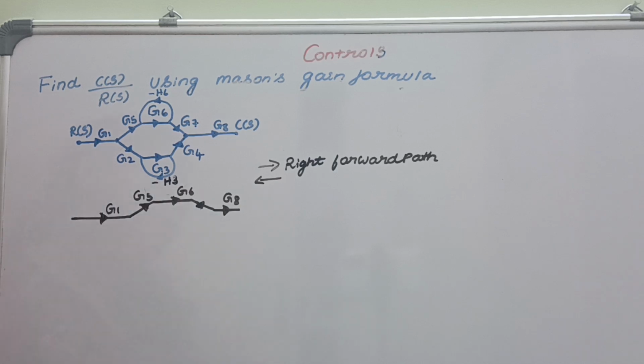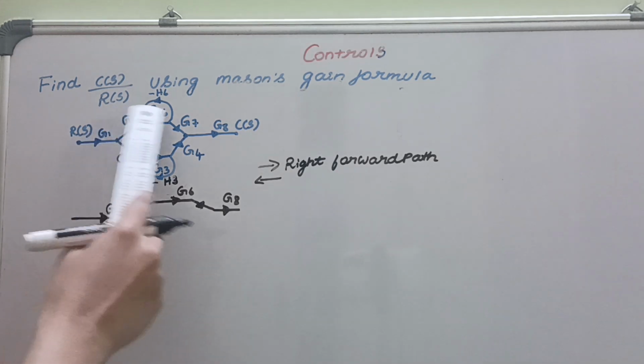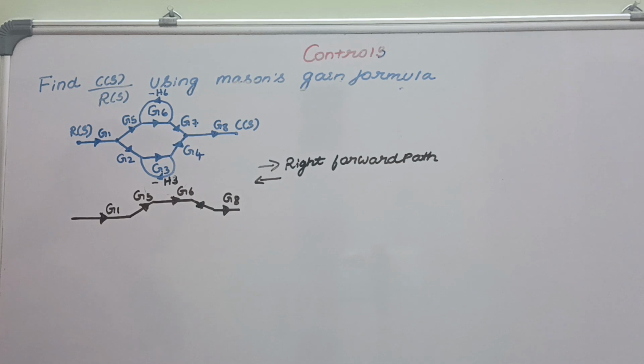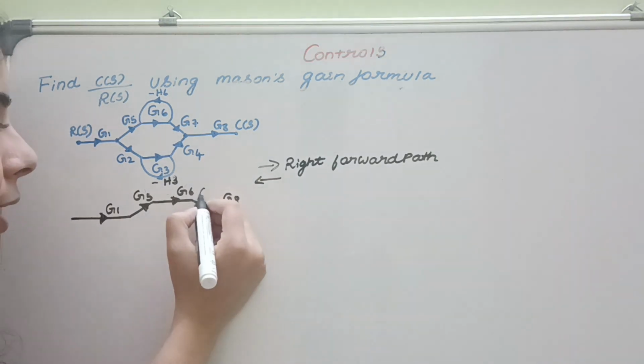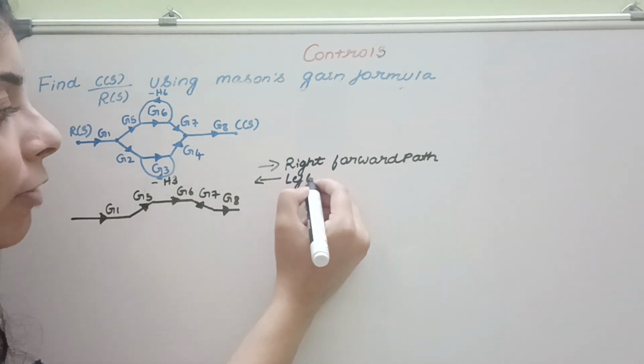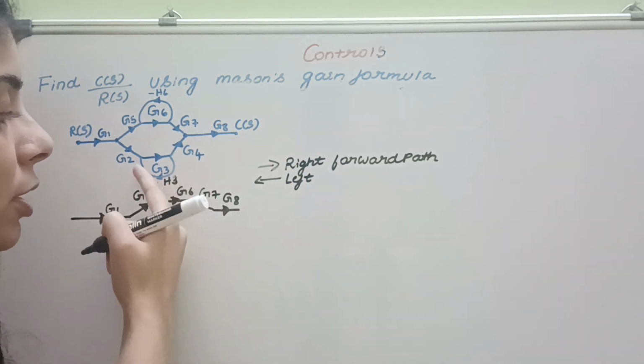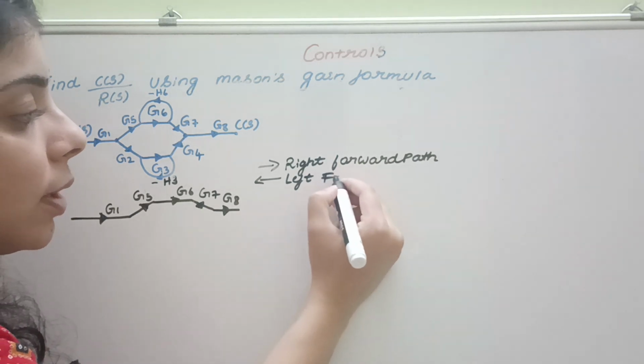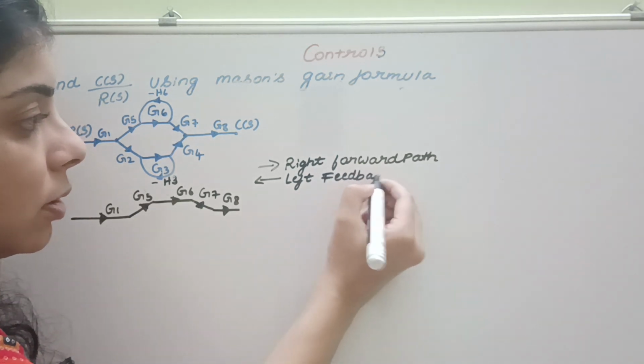But curve. So what was this shape? My hexagon shape, right? For the hexagon, I have just given two straight lines at this point, nothing else. So this is my hexagon, complete hexagon, and I have given two straight lines, nothing else, right? And this is my G1, G5, G6, G7 and G8. They are all my forward paths because they are moving in the right direction. And if it is moving in the left direction, that is the feedback path. Right? Correct? Yes.